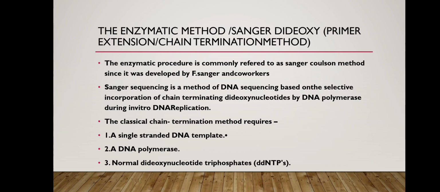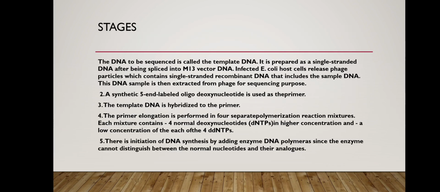The classical chain termination method requires a single-stranded DNA template, a DNA polymerase, normal deoxynucleoside triphosphates, and so on. The DNA to be sequenced is called the template. DNA is made single-stranded after being polymerized; vector DNA infected in the E. coli host cell releases phage, which contains single-stranded recombinant DNA including the sample DNA. A synthetic 5 end labeled oligodeoxynucleotide is used.